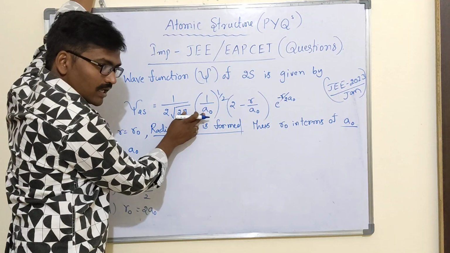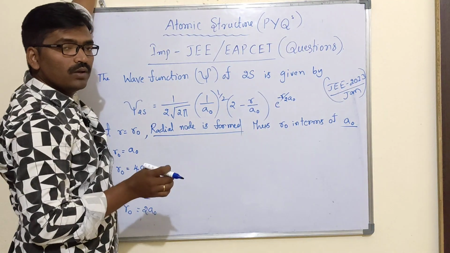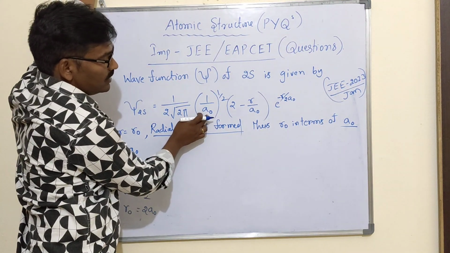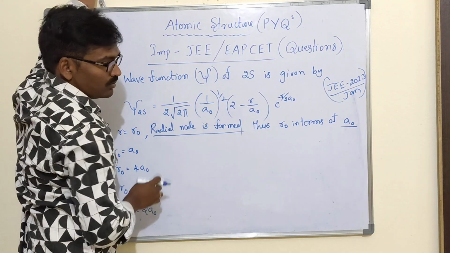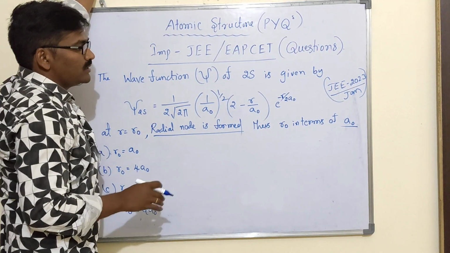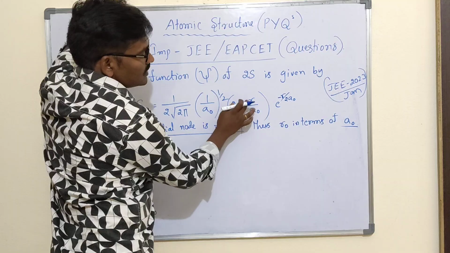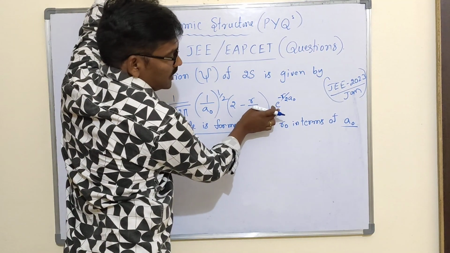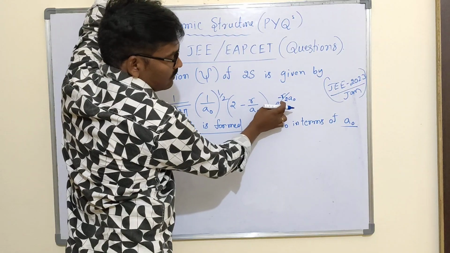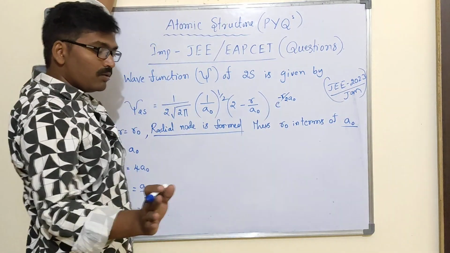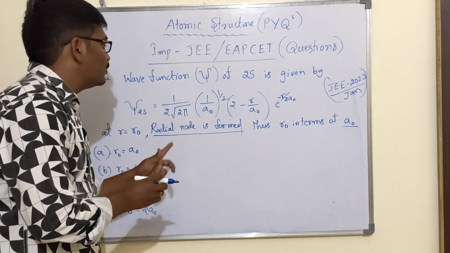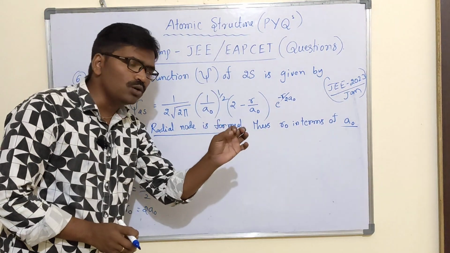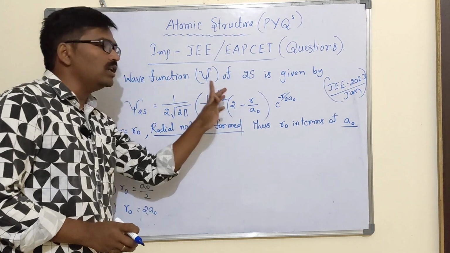Here a naught is the Bohr's orbit radius. Then the next term is 2 minus r divided by a naught, then e power minus r divided by 2 a naught. Remember, there are 4 terms. If any one of these 4 terms is zero, the total value becomes zero.